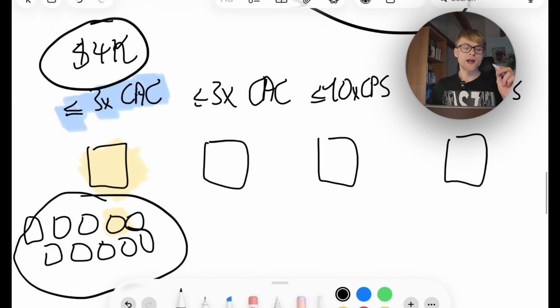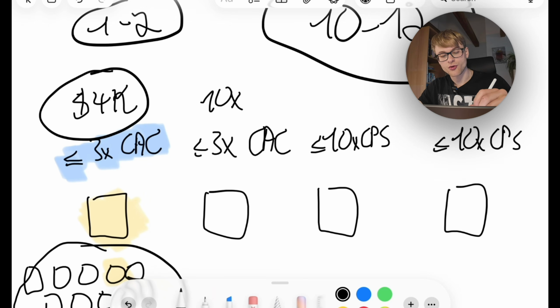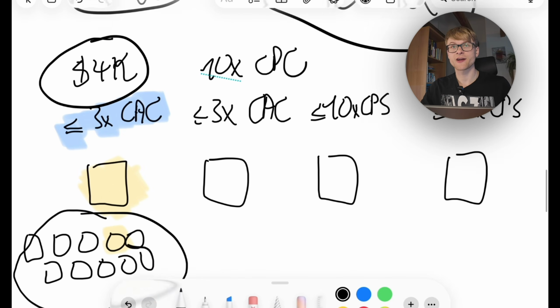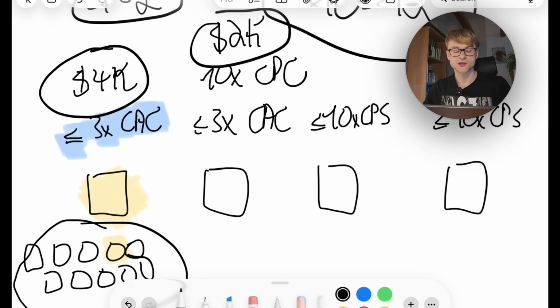Now, you can also do something like spend at least 10 times your cost per call. So in this case, when our ideal cost per call is $200 from this financial model that we've looked at before, I would spend at least $2K per ad set, and after this make decisions. This really depends on how much capital you've got available.